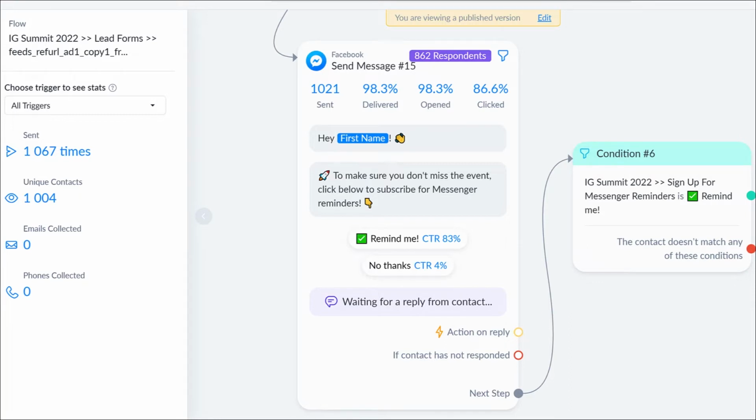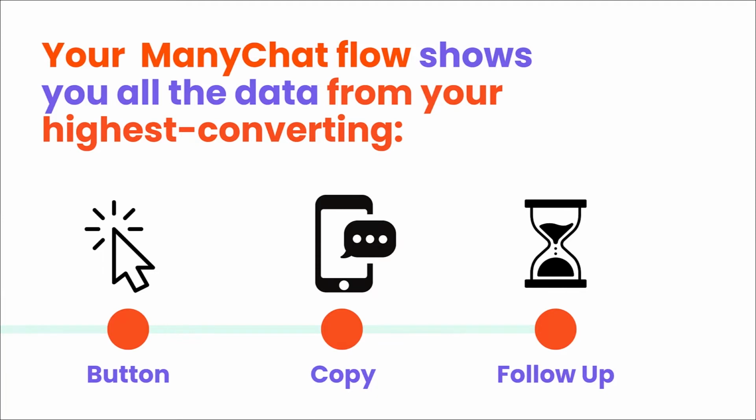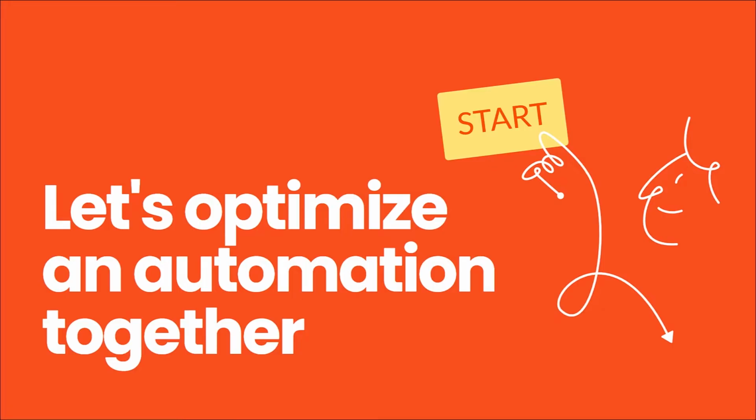How can you make a test? How can you actually try things out? And how can you optimize your Manychat flow to make sure that the yes, please remind me, I am in wholeheartedly, woohoo button is clicked the most? Well, that's what we're going to learn right now. Your Manychat flow is going to show you all the data from your highest converting buttons, copy, and follow-ups. You will be able to see which path people are taking the most. So let's optimize an automation together, shall we?